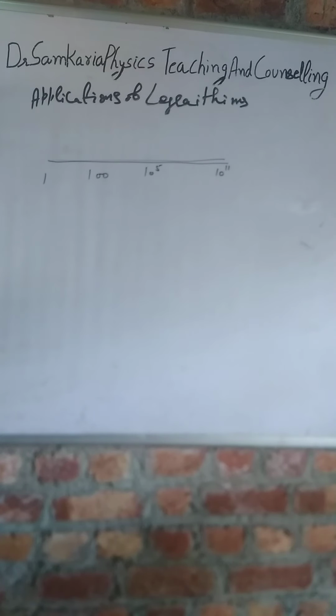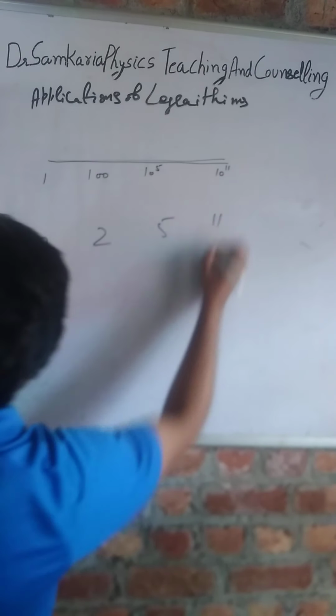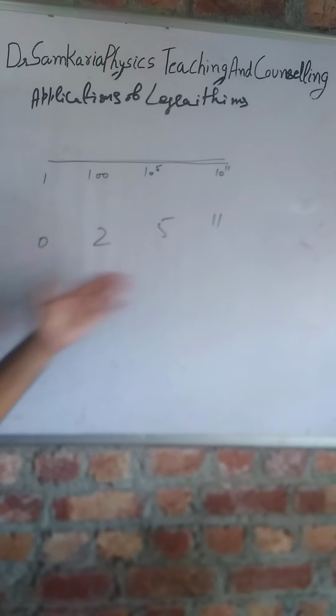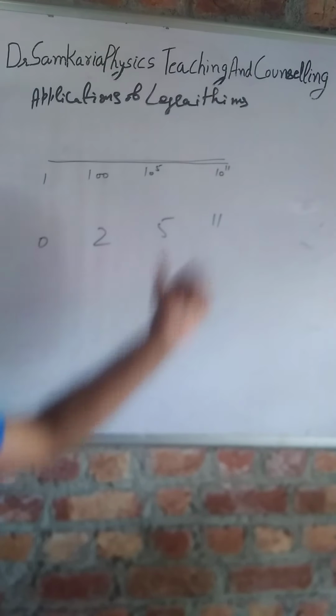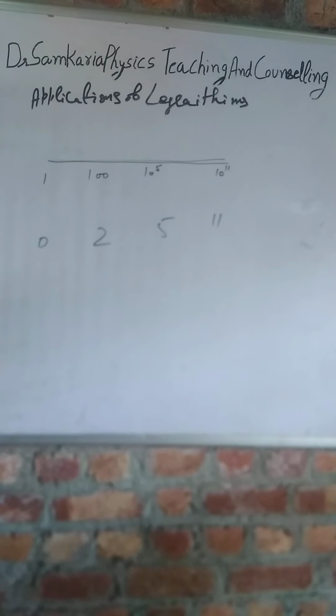Now let us see what happens when we go to the log. I have already shown that these can be written in terms of logarithm. This can be written as 0, because I have already said that log of 1 to the base 10 is 0. So this is 2, this is 5, this is 11. Now you can easily plot these numbers, 0, 2, 5, 11, on a number line. So students, this is one of the most important applications of the logarithm: when you have a large variation in numbers, you can plot them easily by using a log scale.